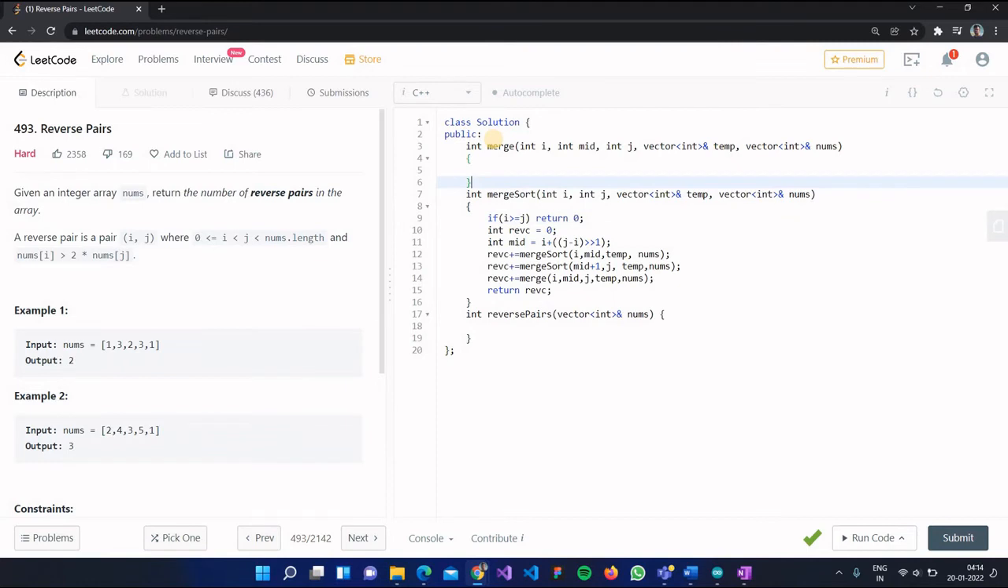It will just terminate. This is the base case in recursion basically. If you don't know that, you can watch any recursion videos. So fine, this is the merge function.